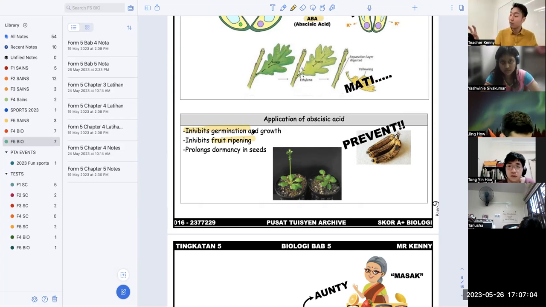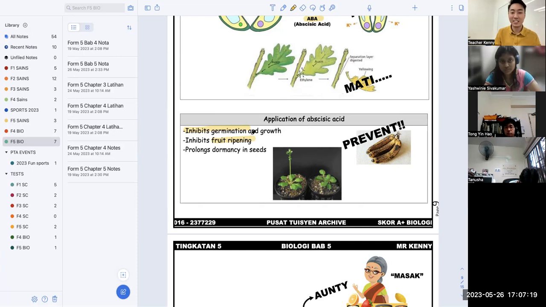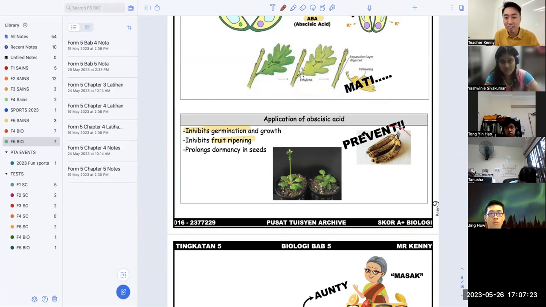So I want to keep the fruit. No, don't ripen. And then reach the shelf, they will start to ripen. And then you go to the shop. Wow, so fresh. Then you buy. Okay, they spray hormone already, to prevent ripening. Understand? So there's a use why you want to stop it from ripening.